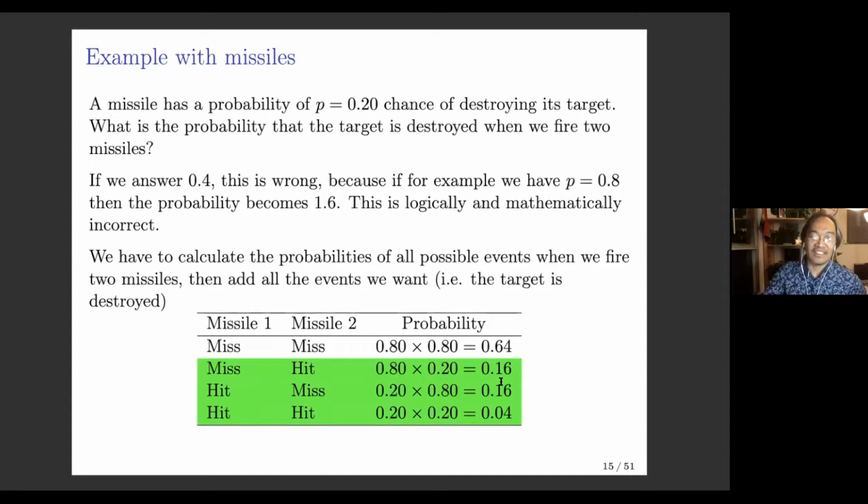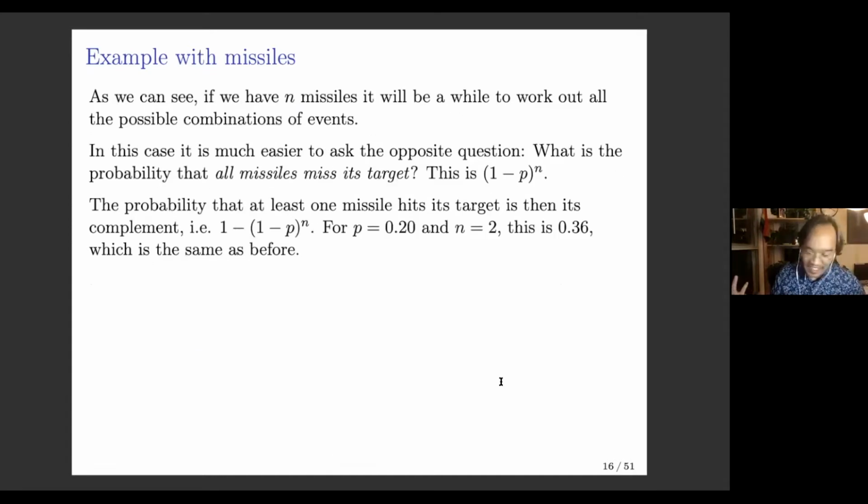So you can see if you have n missiles, like 100 missiles, it will take a while to calculate all these tables. You have this table with 100 columns, and you have to consider all of the combinations of events. Right? That's quite a lot of work. So in this case, it might be much easier to ask the opposite question: what is the probability that all missiles miss their target? As you can see, it's (1 minus p) to the power of n, the number of missiles. So the opposite, in which at least 1 missile hits its target, is its complement. So you have the same calculation in a much shorter form.